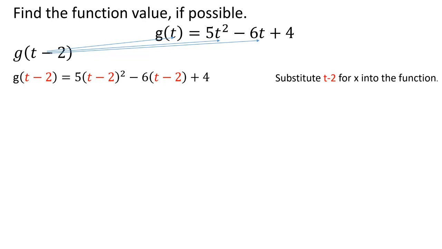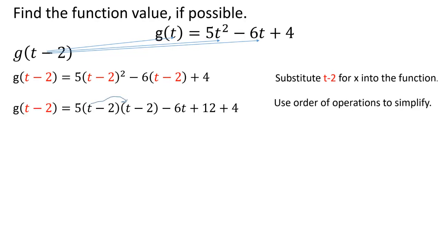And it's crucial that I keep these parentheses because, again, I have an expression. So let's go ahead and simplify. This t minus 2 squared means that I have two of these guys, t minus 2 times t minus 2. I'm going to do FOIL, okay? So the t will multiply times the t and times the minus 2, and then the negative 2 is going to multiply with the t, and the negative 2 will multiply with the negative 2, okay?